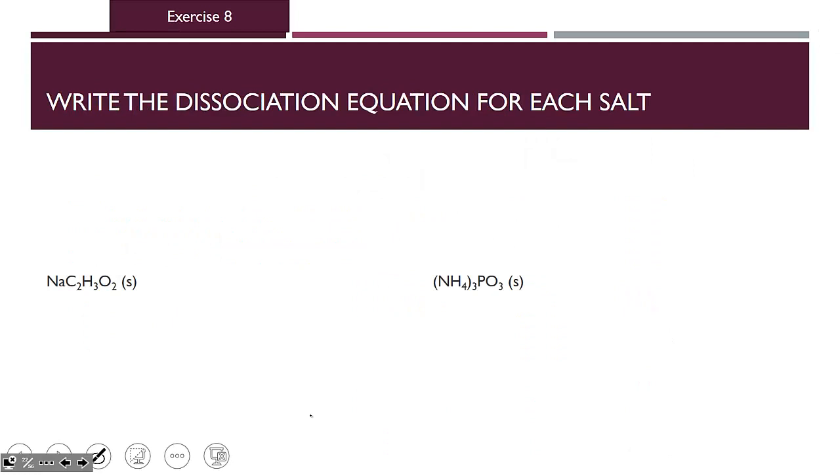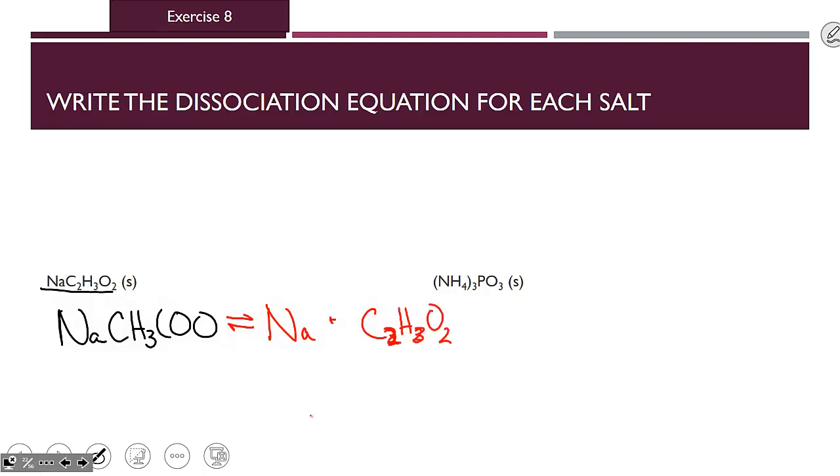So let's write the dissociation equation for a couple of these. Sodium acetate. Sodium acetate can be written this way. The acetate ion is an organic compound, so we sometimes will write it as a structural formula, CH3COO. No matter how it's represented, the dissociation equation is to separate our metal ions from our nonmetals. Sodium is a metal, the acetate ion is a nonmetal, or is made up of all nonmetals.